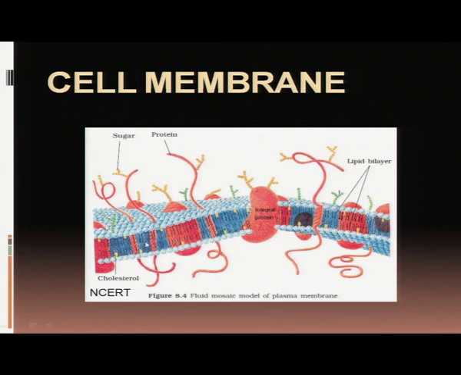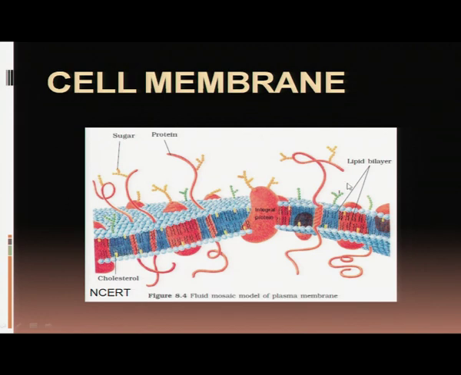This is the diagram of the fluid mosaic model of the plasma membrane given in your NCERT books, and here we can see that the plasma membrane is made up of a lipid bilayer and many different proteins are spanning across the length and width of the plasma membrane. These proteins are integral proteins and they are transmembrane proteins. They are passing from one side of the membrane to the other side.